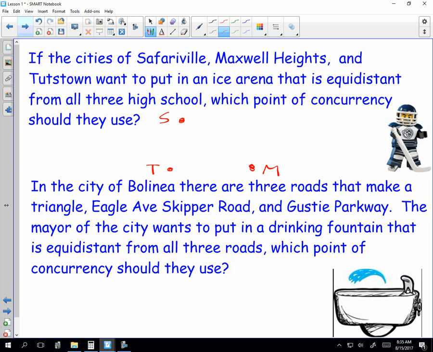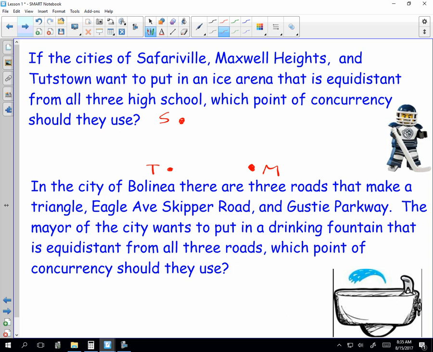So we have these three cities. We want to put in an ice arena that is equal distance from all three high schools. Which point of concurrency should we use? So now, we want to be an equal distance from all three of these points. So if we're going to do that, we want to include the vertices.